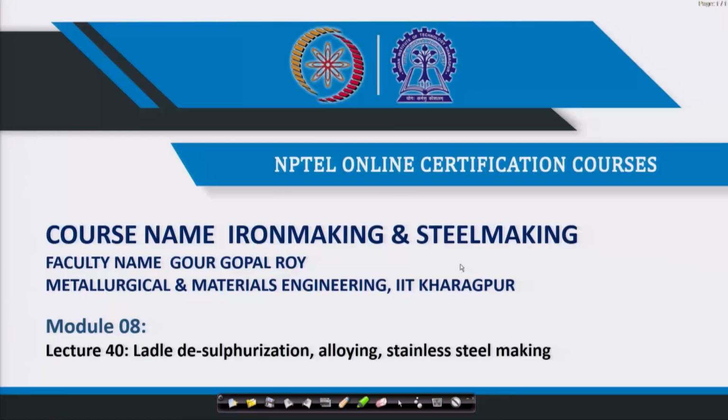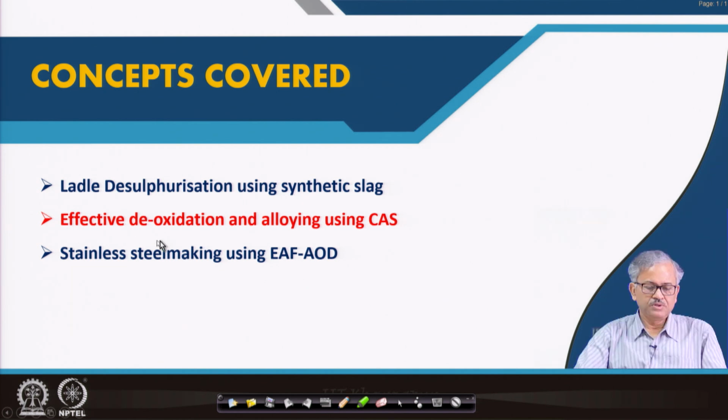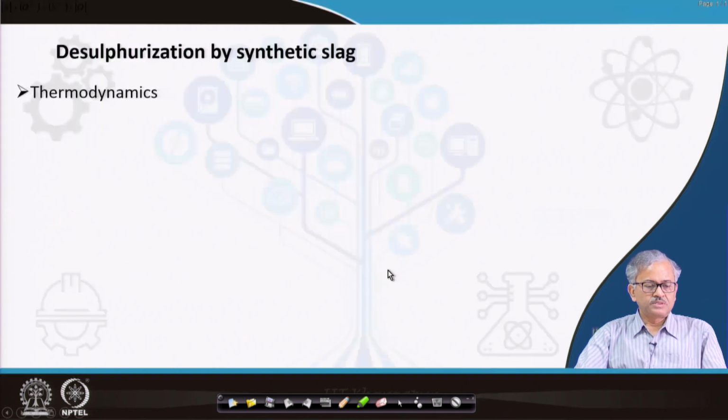Welcome. In this lecture, we will discuss three topics basically: ladle desulphurization using synthetic slag, alloying, and stainless steel making. So, the concepts covered are ladle desulphurization using synthetic slag, effective deoxidation and alloying by cast technique, and stainless steel making using the EAF-AOD method, that is, the electric arc furnace and argon oxygen decarburization. Okay, desulphurization using synthetic slag first.